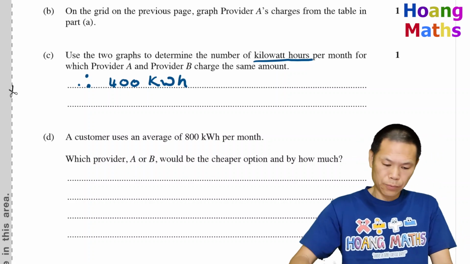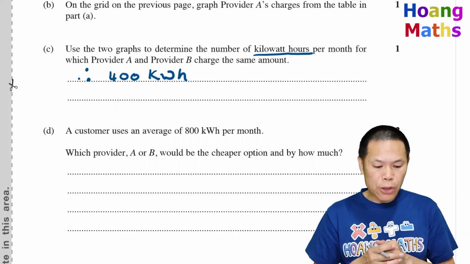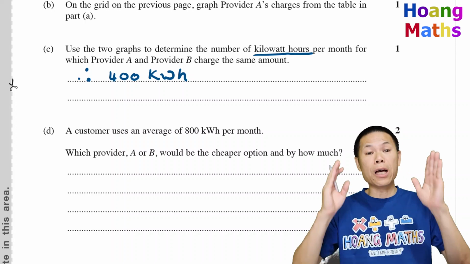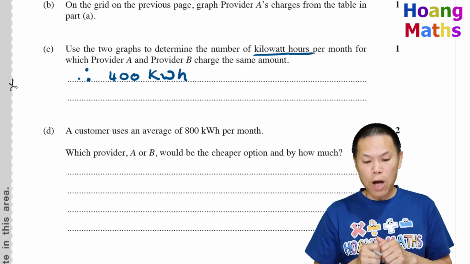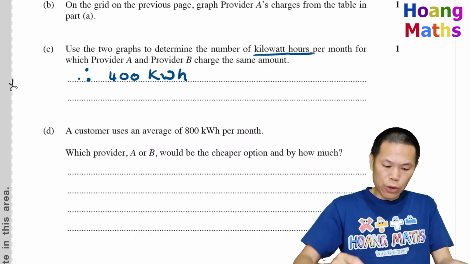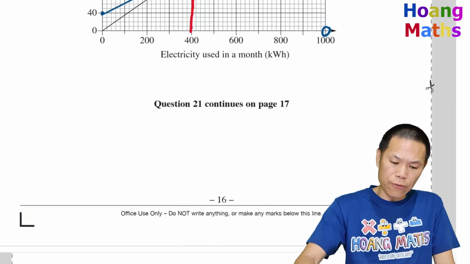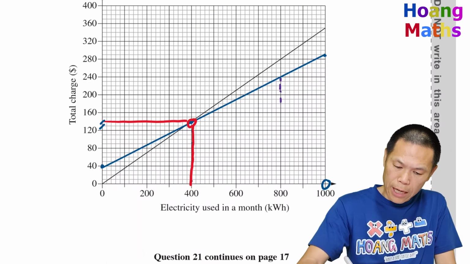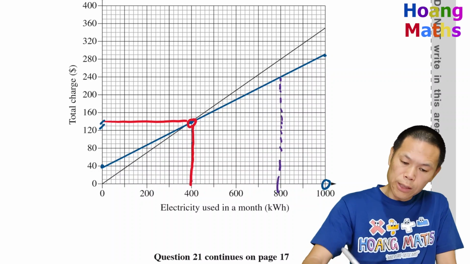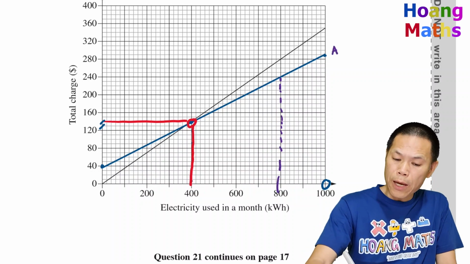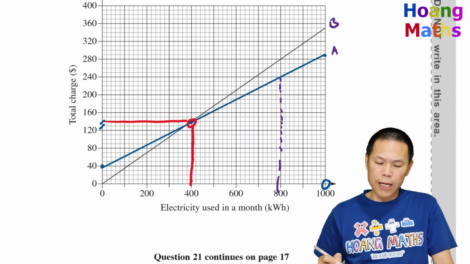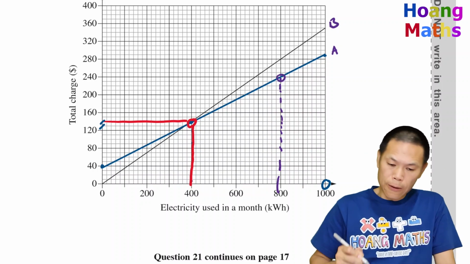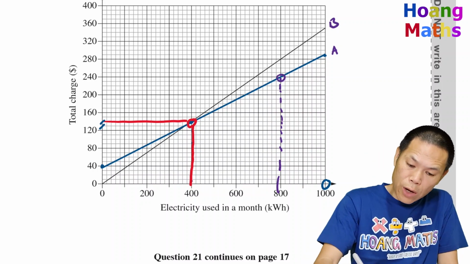So there you go. Part D. A customer uses an average of 800 kilowatt hours per month. Which provider, A or B, would be the cheapest option, and by how much? So we need to work out 800 kilowatt hours first. We just need to locate it on the graph. So this is 800 kilowatt hours here. This is company A, and this is company B, or provider A and B. So for A it is $240, and for B it is $280.